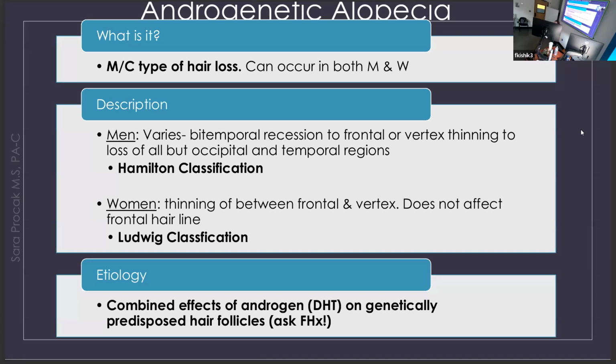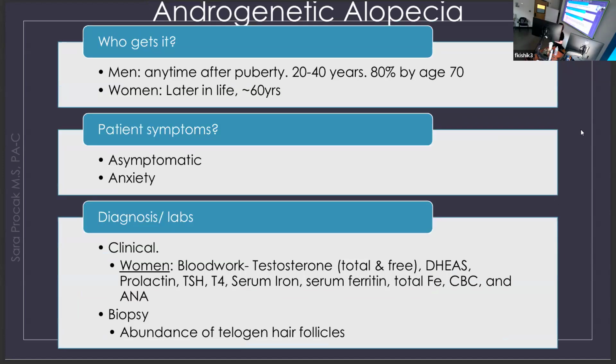So this is going to be the most common type of hair loss. Something important to note too is because this is a genetic condition, there is always a family history. It can be through your mother or your father or both that someone could inherit this. So you want to ask about it. It's going to help back up your diagnosis when it is positive.